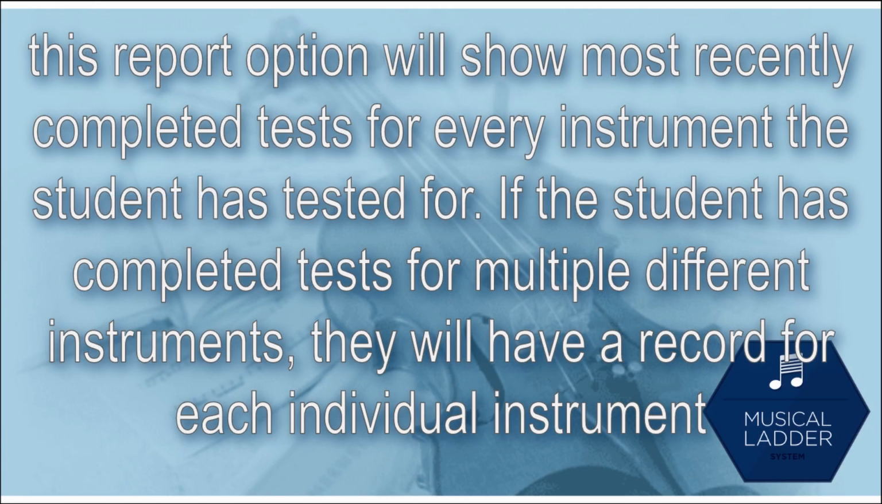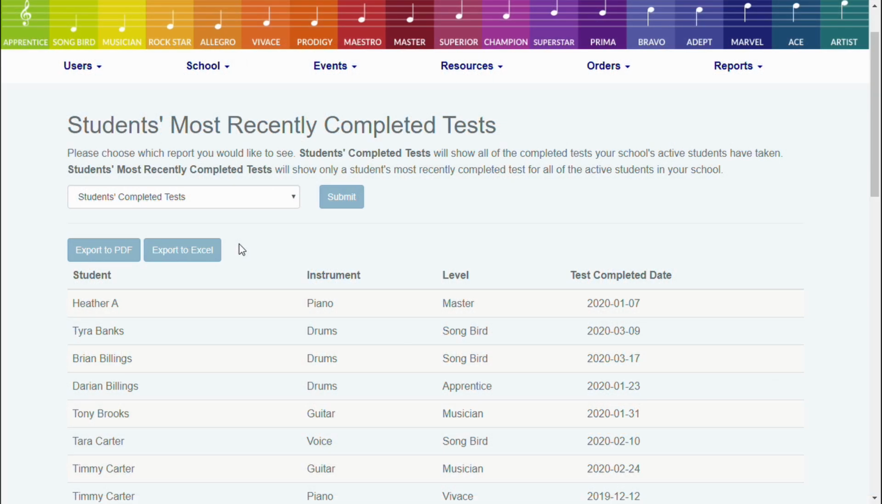Now, I will say that on the student's most recently completed test, we've had a lot of instances where schools like to switch a student from one instrument to the other while also keeping their current level. That is of course doable. I'm going to show you here in just a second how to do that, but I do want to let you know that if a student does completely switch instruments, their historical tests will still be displayed.